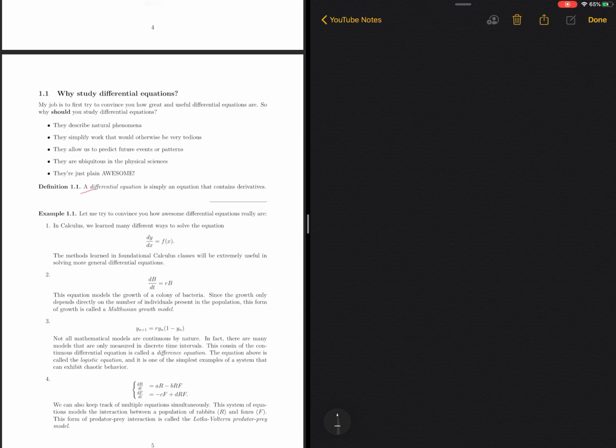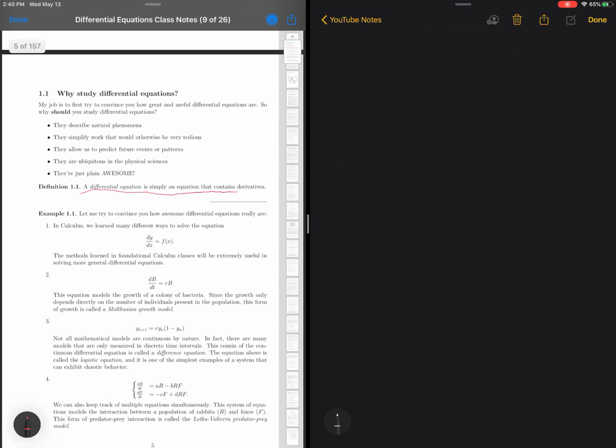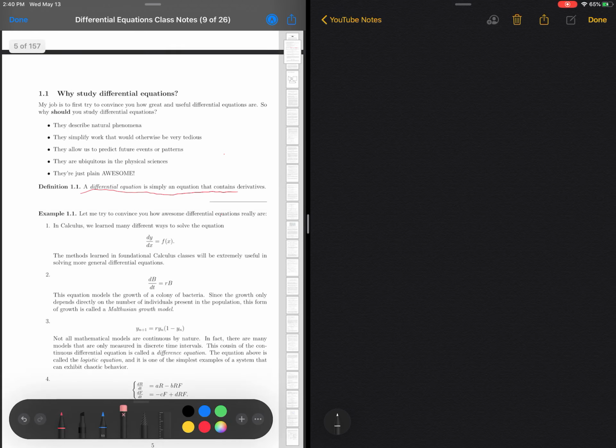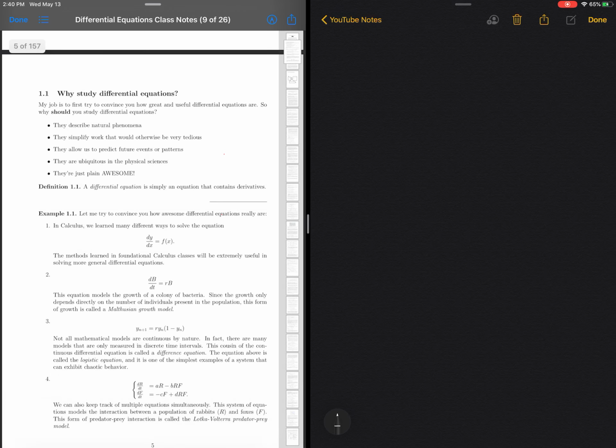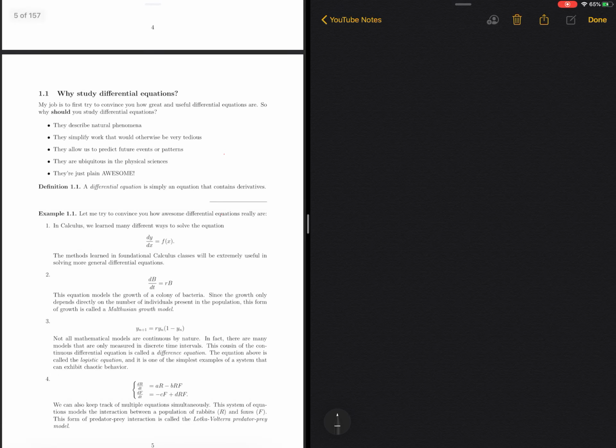So, first and foremost, we will tell you that a differential equation is just an equation that contains derivatives in it. Okay? That's all it is. It sounds like something really fancy, but honestly, there's not a whole lot more to it than just saying that it's an equation that relates a function to its derivatives.